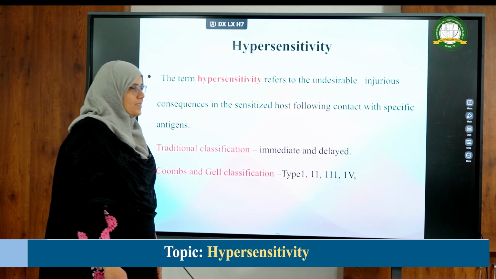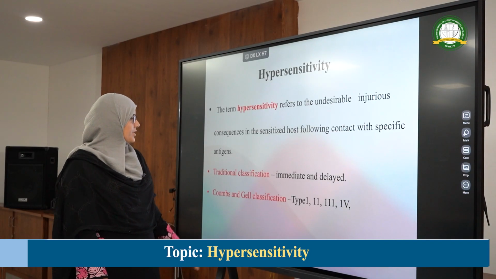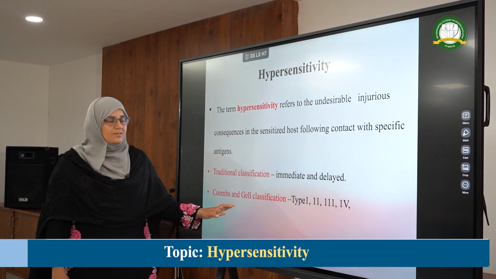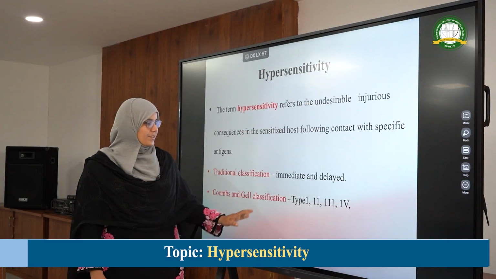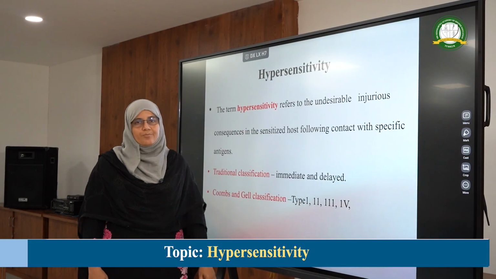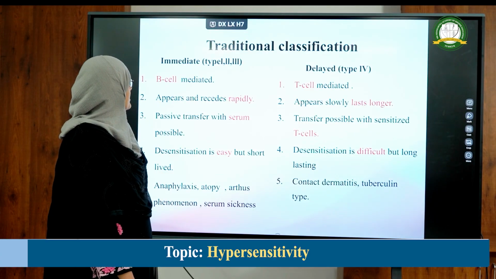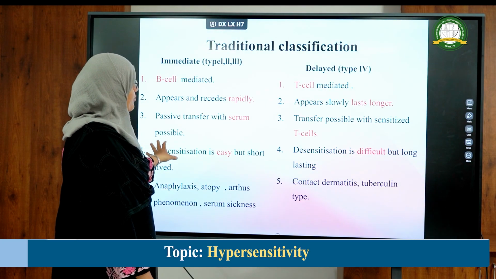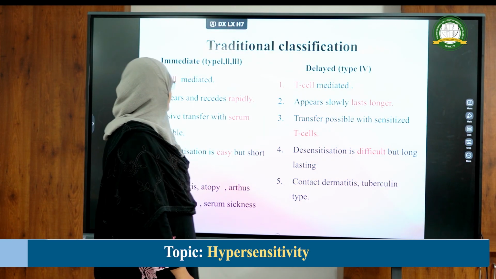There are two types of classification: traditional classification, immediate and delayed type; and the Coombs and Gell classification, where it is classified into four types: type 1, type 2, type 3 and type 4. In the traditional classification, immediate and delayed, the first three types are grouped in immediate, with type 1, and delayed is grouped in type 4.